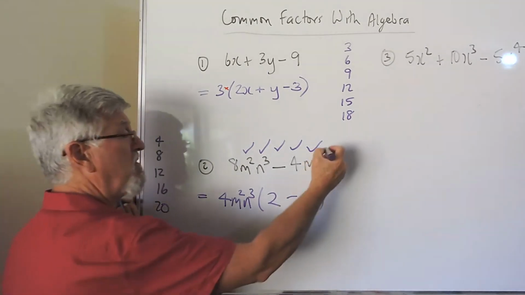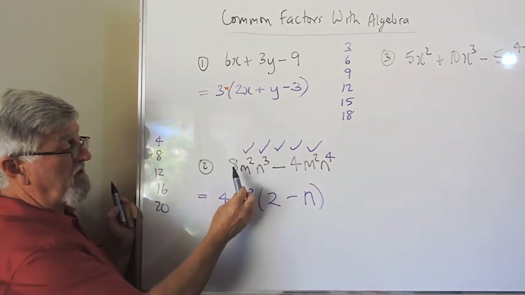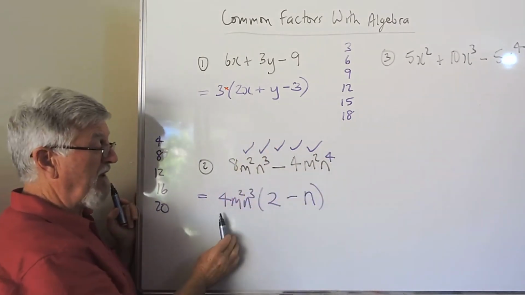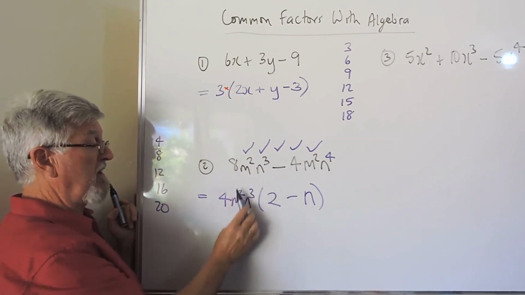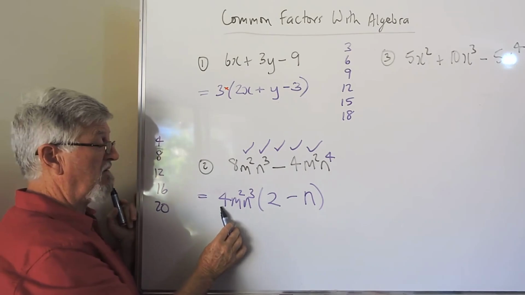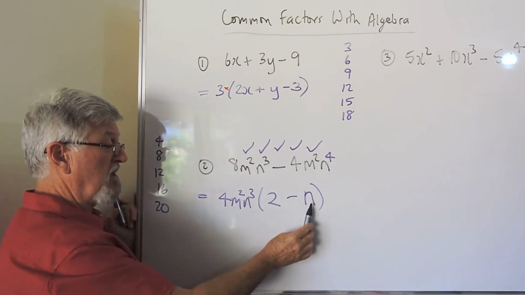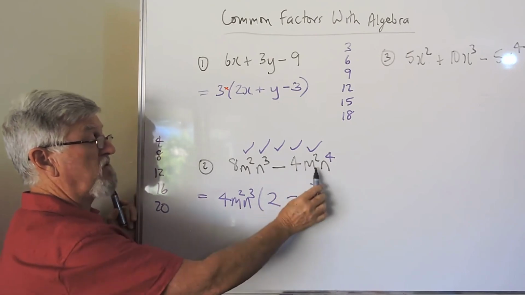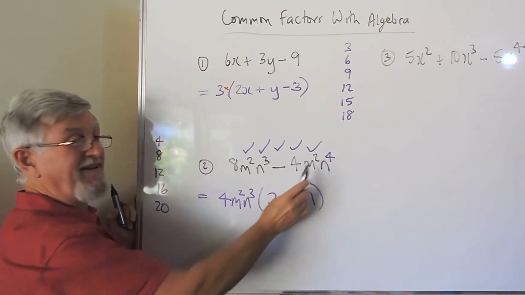There will be some of you who need to write the question out in full. You go 8 times m times m times n. I'm not going to go through all of that, but if you double check it, 4 2s are 8, there's your m squared, there's your n cubed. This one here, 4 times that, let's go through it slowly. 4m squared, there's the minus 4m squared, and there's n cubed times n is n to the 4.